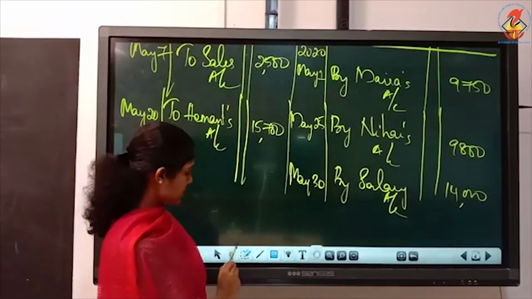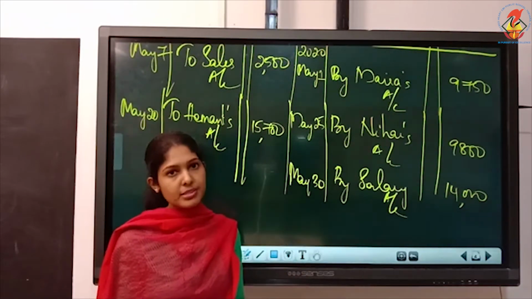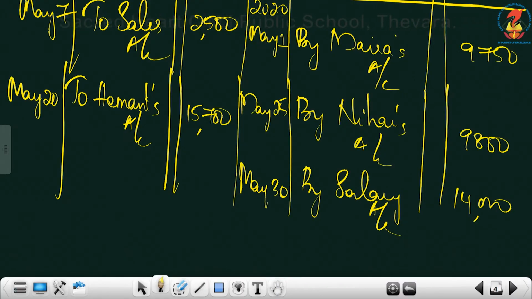As usual, you must add the debit sides and credit sides separately. Find the balancing figure, that is the difference. Write the difference on the side which is having shortage. Then write balance brought down. Okay, so you must complete this. I did just the posting. You have to balance it. You have to complete the account for cash.